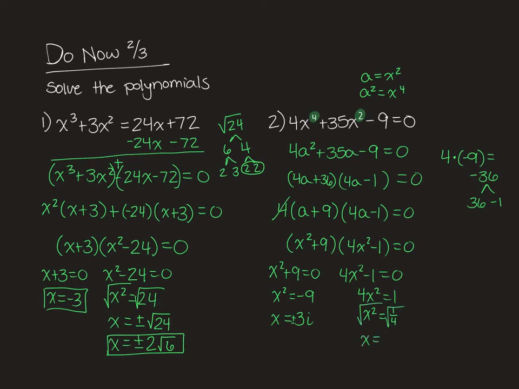So x will equal plus or minus the square root of 1/4, which you can take the square root of 1 by itself and then the square root of 4 by itself. So the square root of 1 is 1. Square root of 4 is 2. So this is plus or minus 1/2.